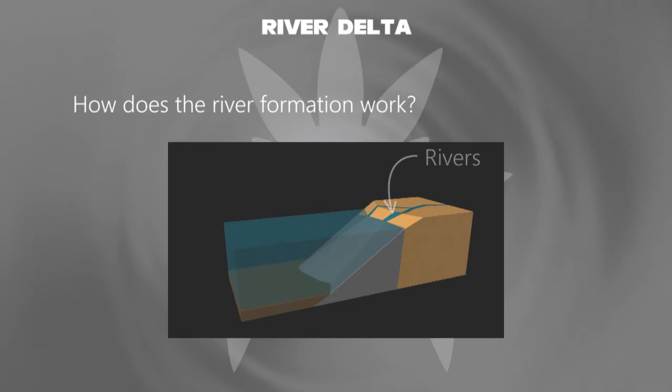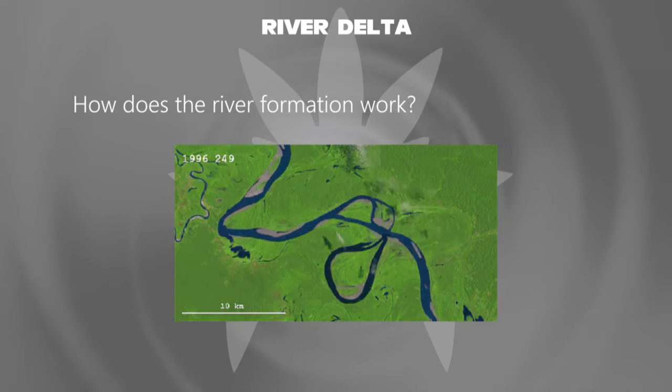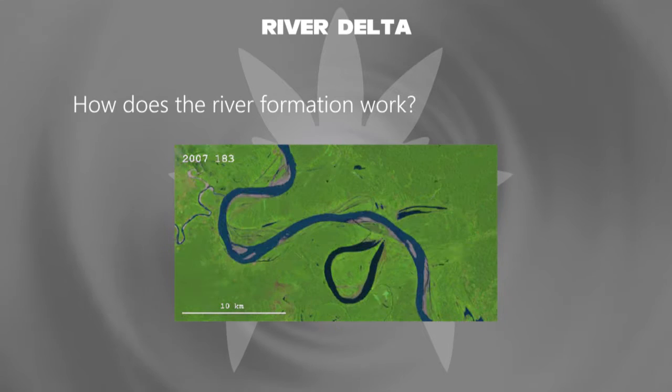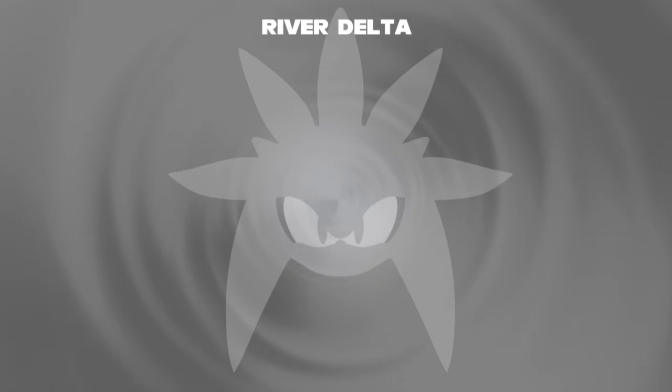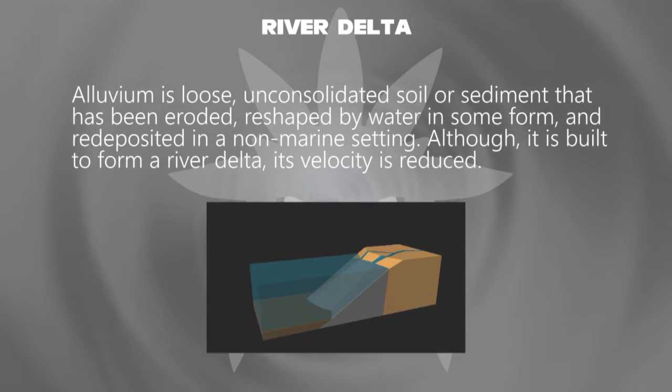The river's velocity decreases rapidly as it forms into a delta, that is, they do not have strong tidal currents. This formation is built by alluvium. Alluvium is loose, unconsolidated soil or sediment that has been eroded, reshaped by water in some form, and redeposited in a non-marine setting. As the deltaic lobe advances, the gradient of the river channel becomes lower because the river channel is longer but has the same change in elevation.